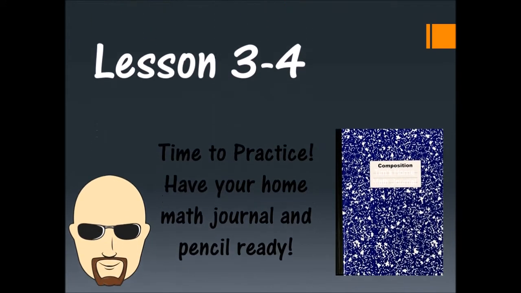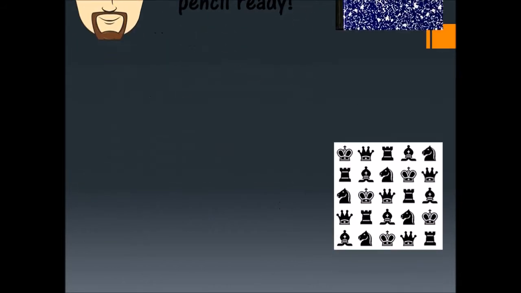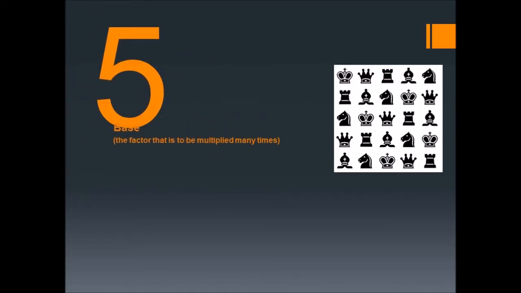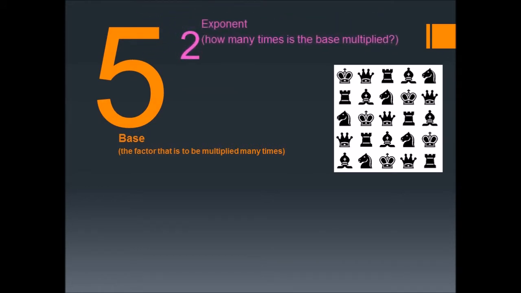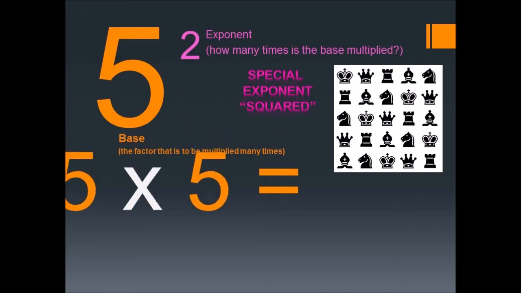Time to get your math journal ready to do some practice. You will first write each number in exponential notation, and then you will have to write it in expanded form. So please write 5 squared. 5 to the 2nd power is also called 5 squared. And if you think about the drawing, we have 5 rows of 5. So 5 times 5. That's where the term squared comes from.